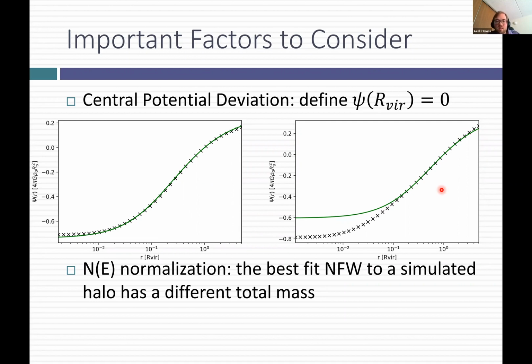The second thing that is important to consider is that the best fit NFW profile and the actual simulation give different total masses inside the virial radius, because you just do the best fit and then it gives a different total mass when you do the integral. The difference is on order 1 to 2%, but when you're comparing N of E, the number of particles per unit energy, if you have more total mass, you should have more total particles. So you need to adjust N of E so that the integral of N of E over the entire region gives slightly more or less, basically.